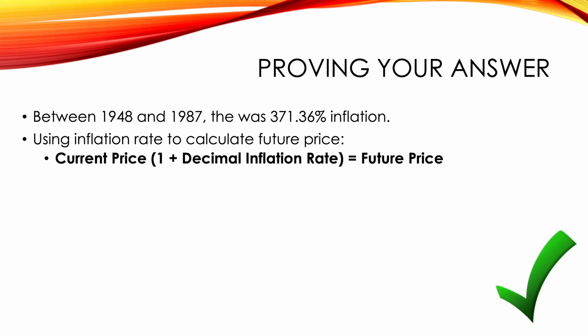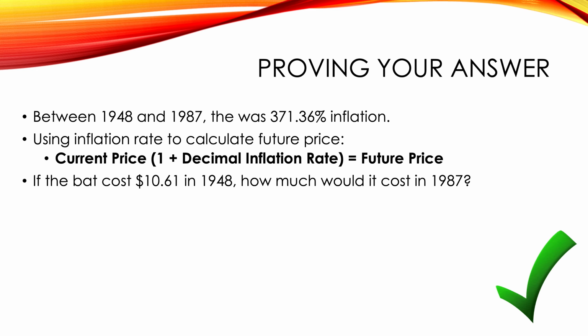So, as we did in a different video, you take the current price, multiply that by 1 plus the decimal inflation rate, and that's going to give you the future price. So, again, we can just swap in our numbers here. If that bat cost $10.61 in 1948, like we said that it did, how much would it cost in 1987? And we know what the answer should be, right? The answer should be $50.